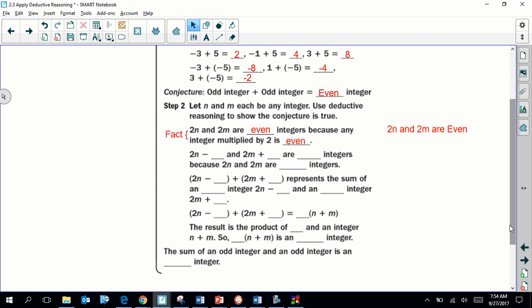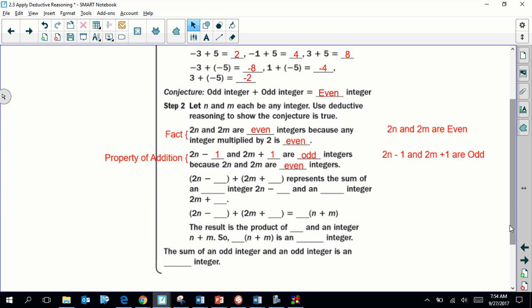Well, the conjecture we're testing is about the sum of two odd numbers. So in order for me to take those even numbers and turn them into odd numbers, I can add or subtract 1 from either of them. If I subtract 1 from the 2n, I'm going to wind up with an odd number. And if I add 1 to the 2m, I'm also going to wind up with an odd number. Because remember, we've already established that 2n and 2m are even.